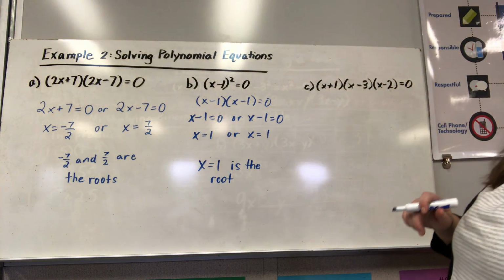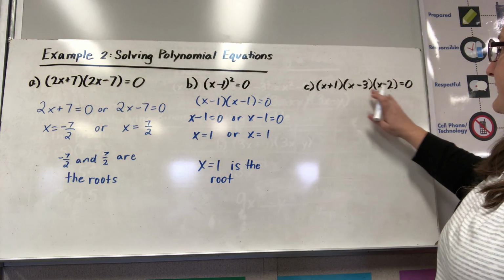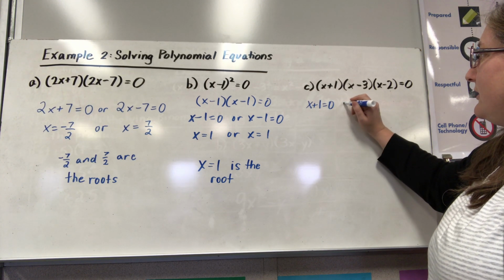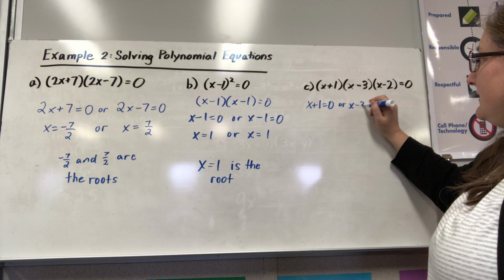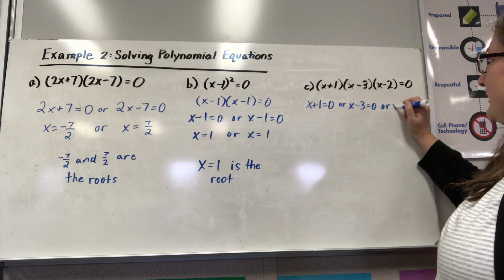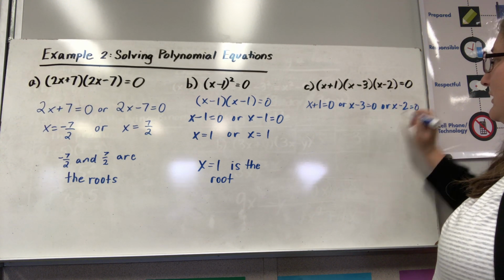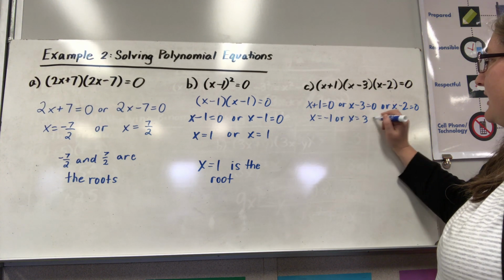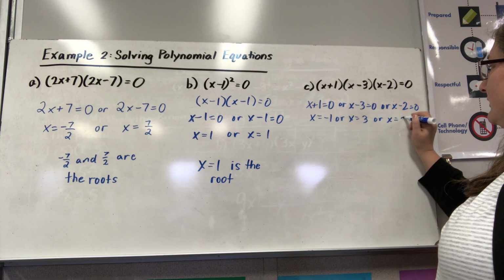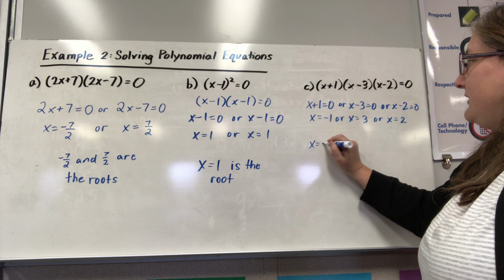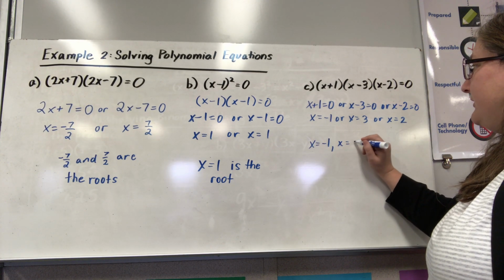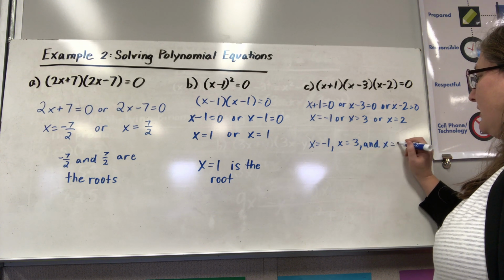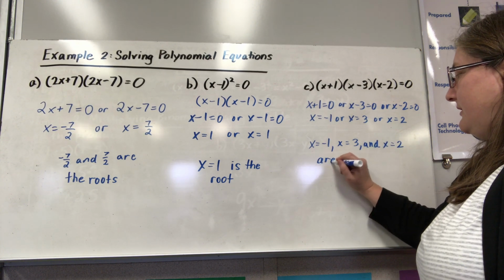And let's take a look at this one. This one we're multiplying 3 different terms. So x plus 1 is either equal to 0, or x minus 3 equals 0, or x minus 2 equals 0. So x here could be negative 1, or x could be 3, or x could be 2. So x equals negative 1, x equals 3, and x equals 2 are the roots.